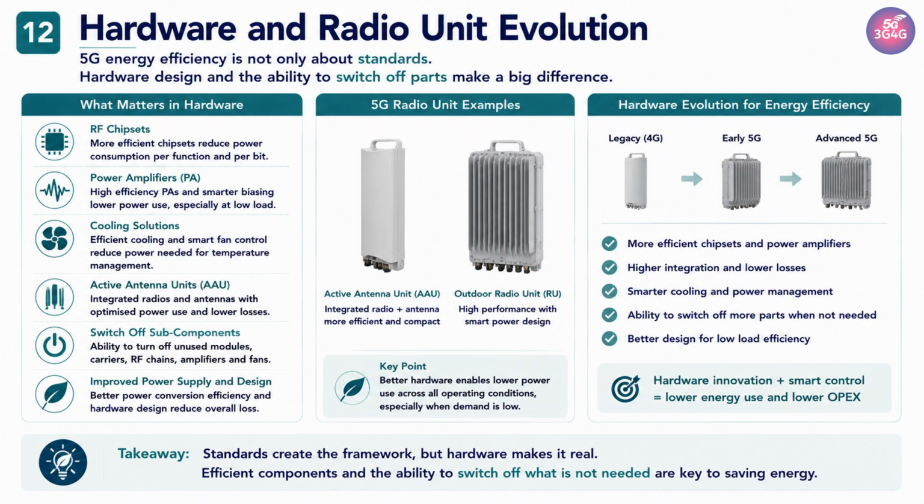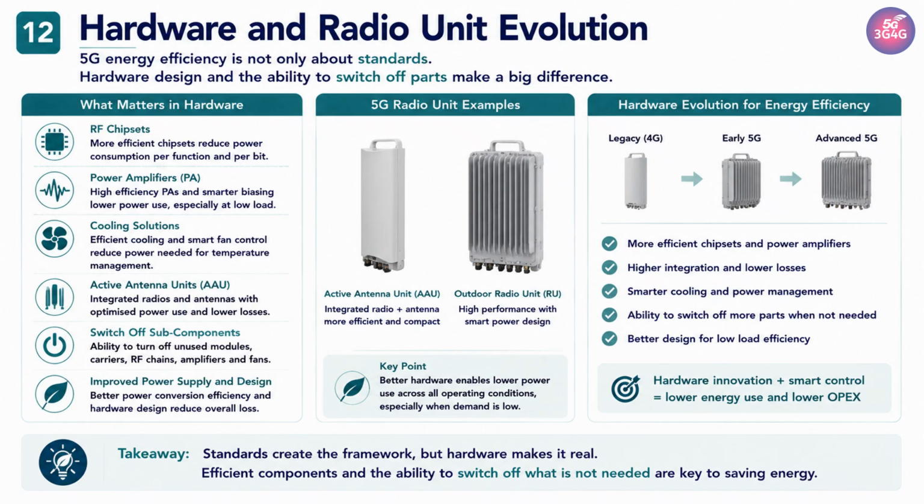It is also important to remember that 5G energy efficiency is not only about standards. Hardware matters. A network feature can create a sleep opportunity, but the actual energy saving depends on whether the hardware can take advantage of that opportunity. Important hardware elements include RF chipsets, power amplifiers, active antenna units, radio units, cooling systems, power supplies, and the ability to switch off subcomponents. For example, a more efficient power amplifier can reduce power consumption per transmitted bit.